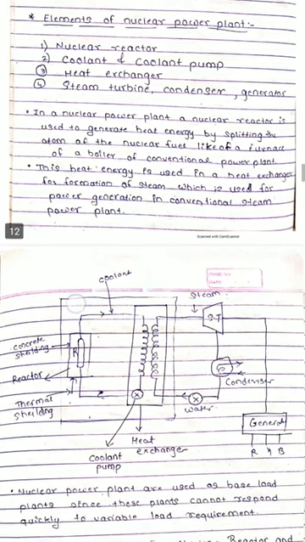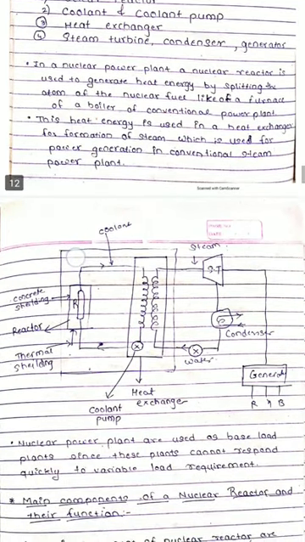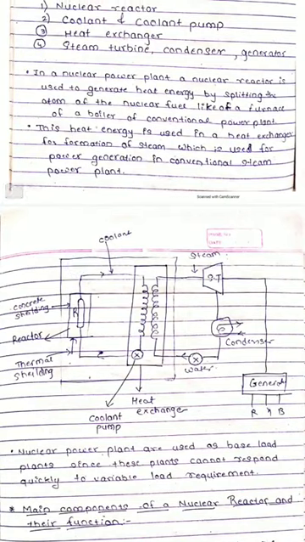The basic elements of a nuclear power plant are the nuclear reactor, coolant and coolant pump, heat exchanger, steam turbine, and generator. So a conventional steam power plant is attached to the nuclear system, where the reactor is used for the generation of the energy. That is called a nuclear reactor, and you can compare it with the furnace of the boiler in a conventional power plant.